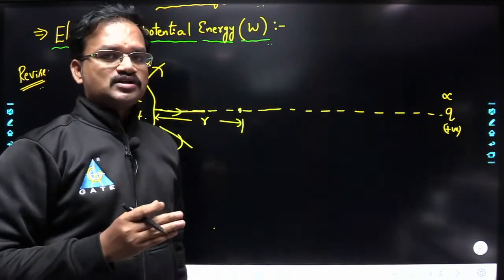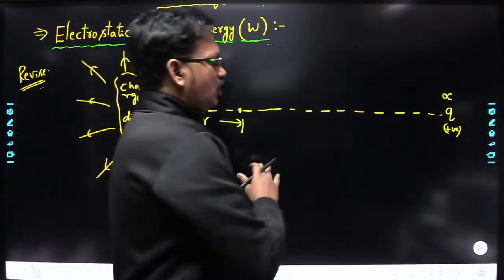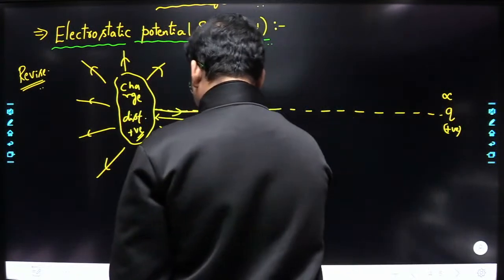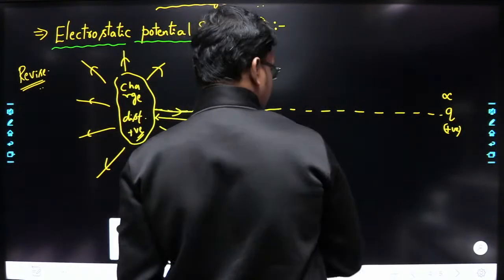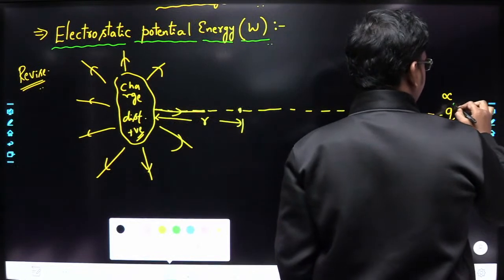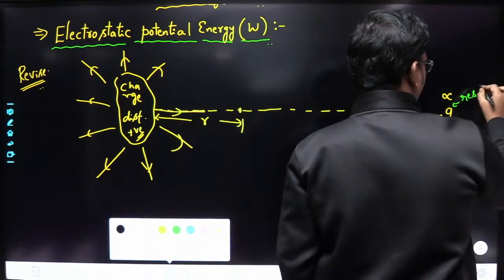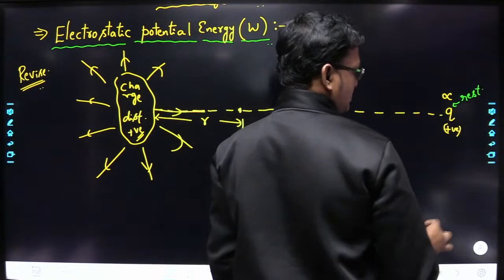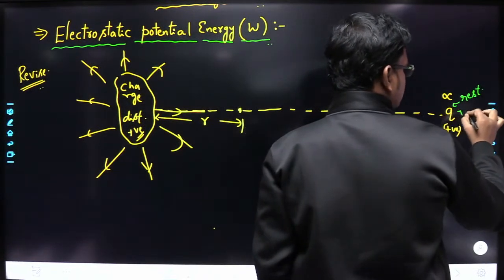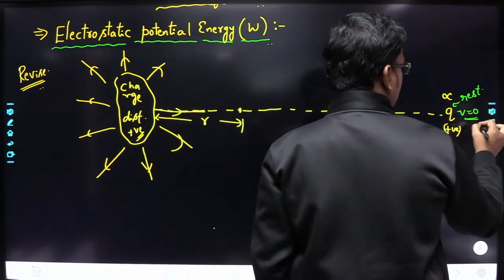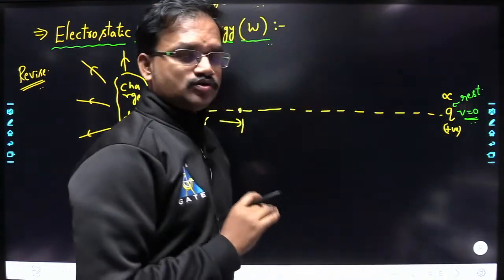While moving this charge from infinity to r, we have made some assumptions and approximations. What are those assumptions and approximations? Here at infinity, I have considered that the charge is initially at rest. That means the velocity of the charge is equal to 0.